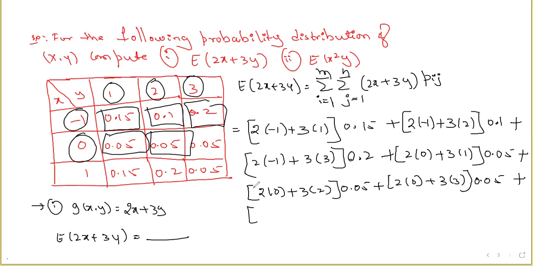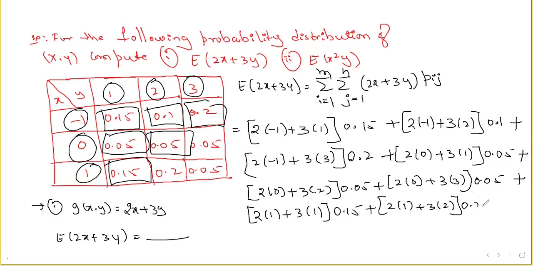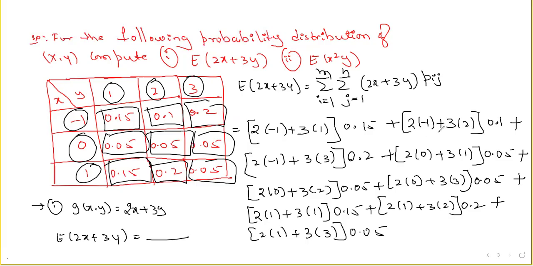Now our x value is 1. So 2 into 1 plus 3 into y equal to 1, into its probability 0.15, plus x value is 1, y value is 2 and its probability is 0.2, plus x value is 1, y value 3 and its probability is 0.05, right? So in this way we need to simplify this calculation or this equation, whatever you call it.